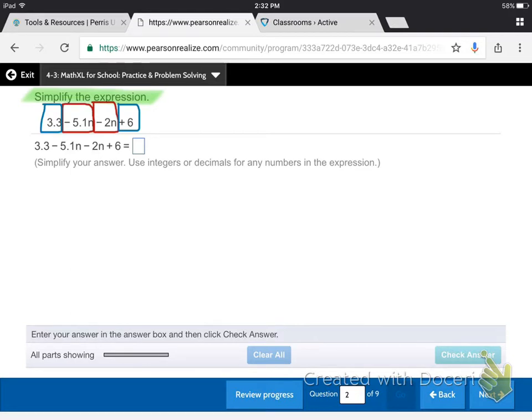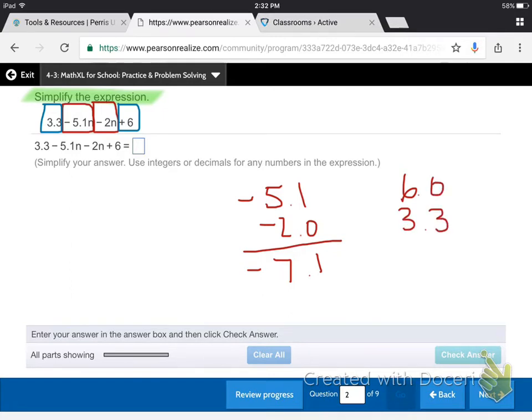So we're going to have negative 5.1. We're going to ignore the variable for a while. And negative 2.0. We're going to add them together because they're the same sign. So that's 1, that's 7. And the answer has to be negative. That's 7.1. And then we're going to take 6, which is positive, and 3.3. So we'll make the 6 into 6.0. That's a 0. And that's 3, and that's 9.